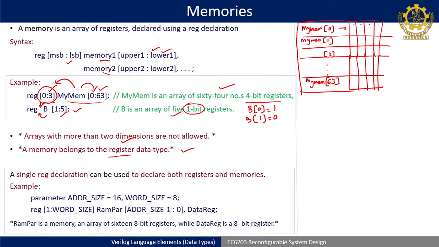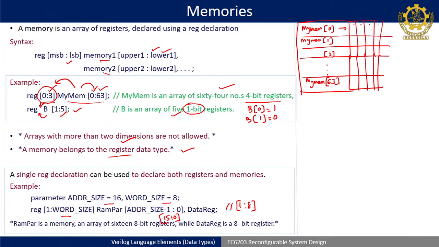Okay. So there is another example we have written here: a single register declaration can be used to declare both registers and memories. What we have done is we have taken parameters, address size of 16, comma, word size of 8. Then range [1:word_size], that means it is actually becoming [1:8]. Okay. So now it can store 8 bits of data. RAM pair, you can say a parameter-based RAM. So it is taking 16 minus 1, which is [15:0]. So now again it has different memory locations starting from 15 to 0.